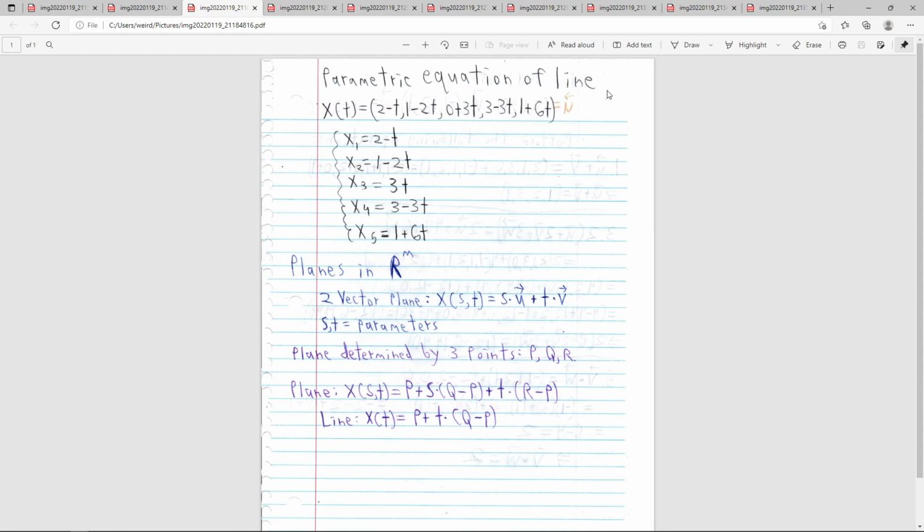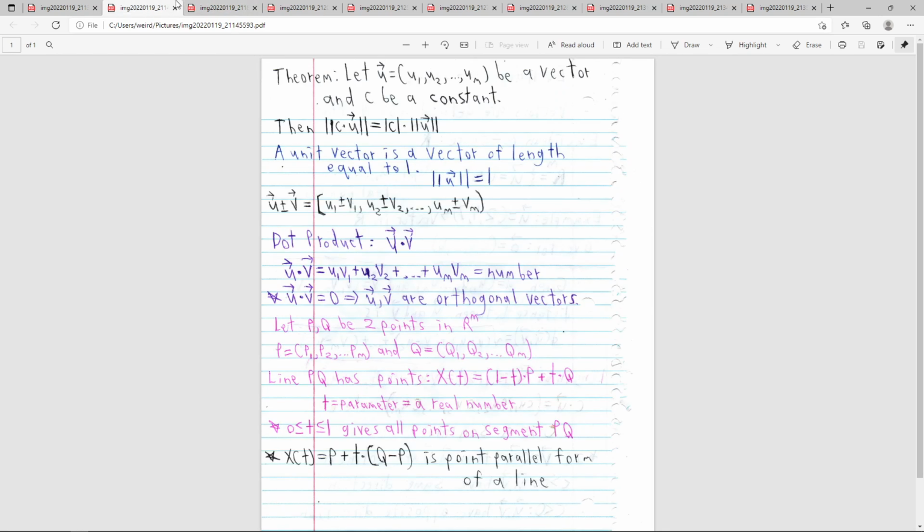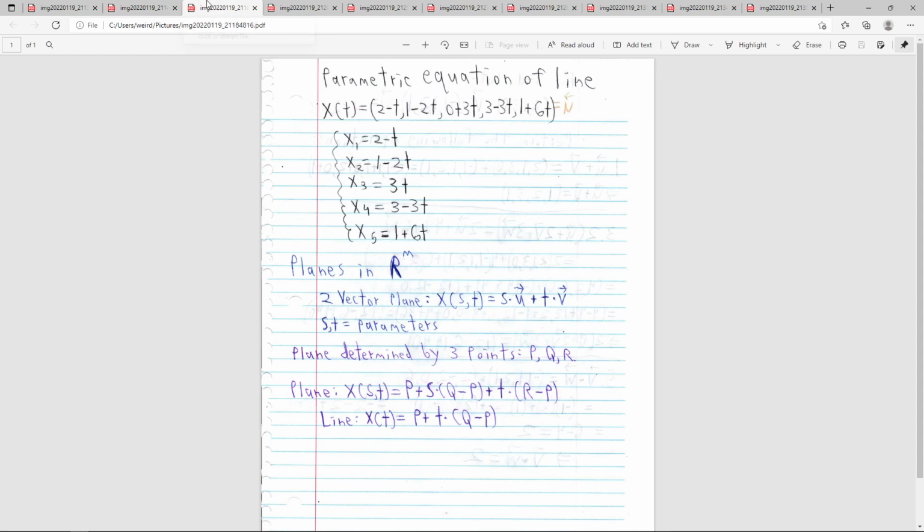And parametric equations of a line is something briefly you can look at as well. If you go from this form, p plus t times q minus p. So q minus p is just an individual vector itself, because these are two points. So you'd get p plus something times t. So you'd have 2 minus t, 1 minus 2t, etc. And you just do each of these individually. So x1 equals 2 minus t, to x5 equals 1 plus 6t. The whole idea.